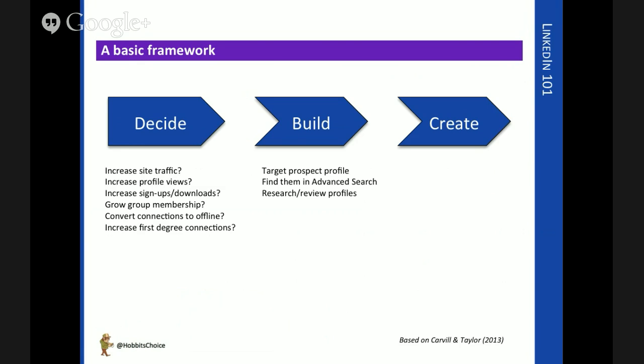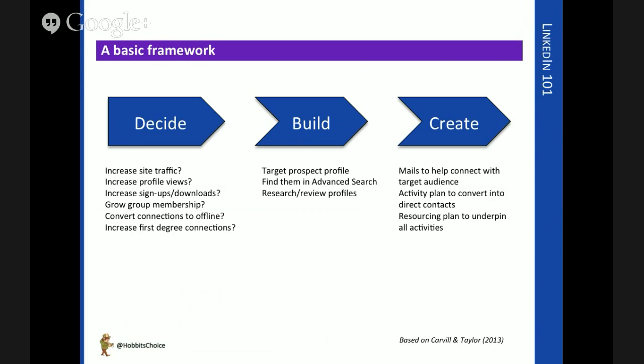So think about the strategic rationale for the tool itself. Once you've got those questions answered, begin the building stage. You need to target your prospective profiles. Who do you want to do business with? Seek them out, establish connections, research and review their activity as well as their profiles, and that will suggest to you the types of marketing activity you might be able to engage in.